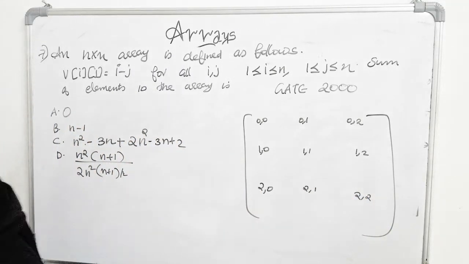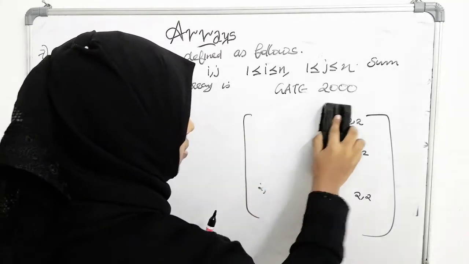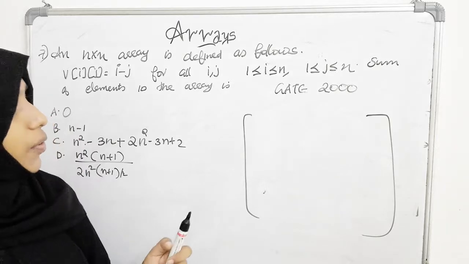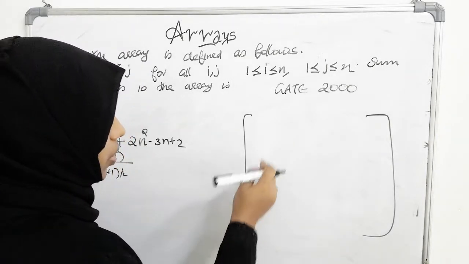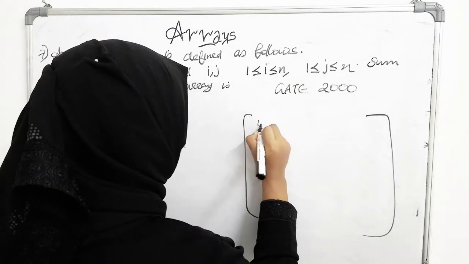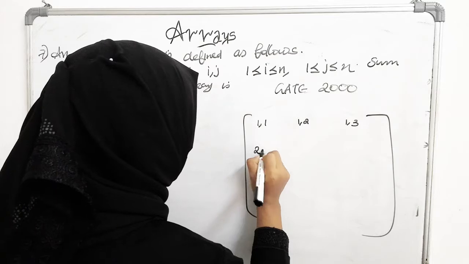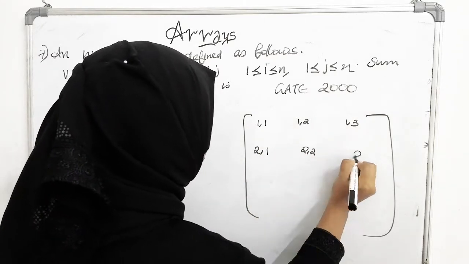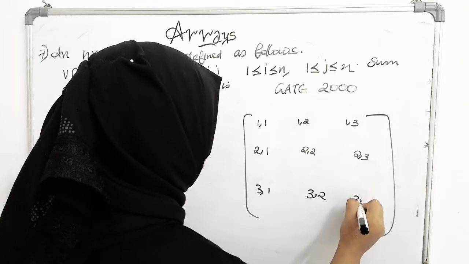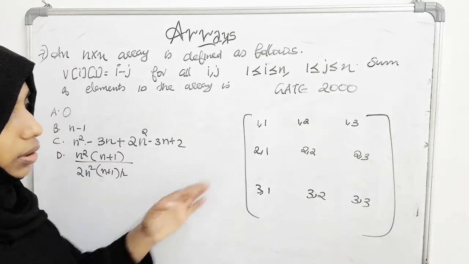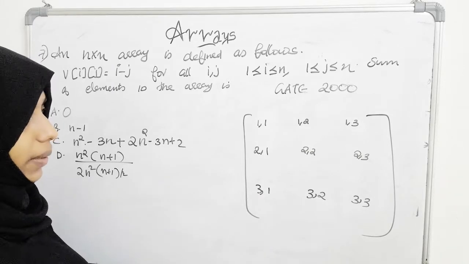Now, it starts from 1, right? So the array is different, because for all i's it is given as between 1 and n. So it is 1 1, 1 2, 1 3, 2 1, 2 2, 2 3, 3 1, 3 2, 3 3. Okay. Now these are the array indices, not the elements. We will get the elements now.